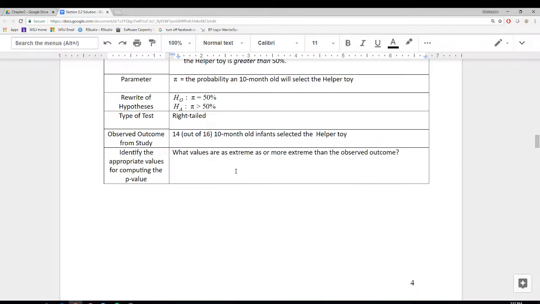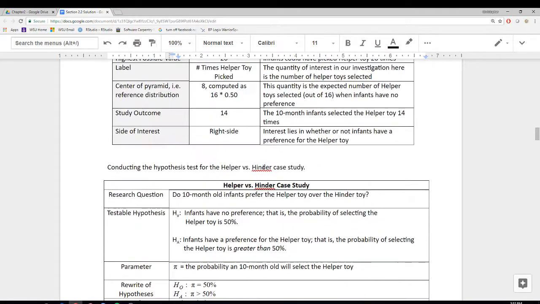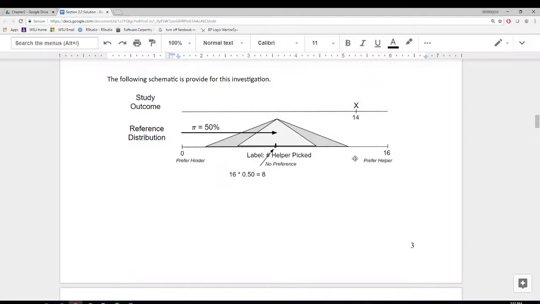We care about the right edge of this distribution. Let's go back up and look at our schematic again. The right edge of this distribution is indicating preference towards the helper toy, and that's indeed what the research question is being asked here.